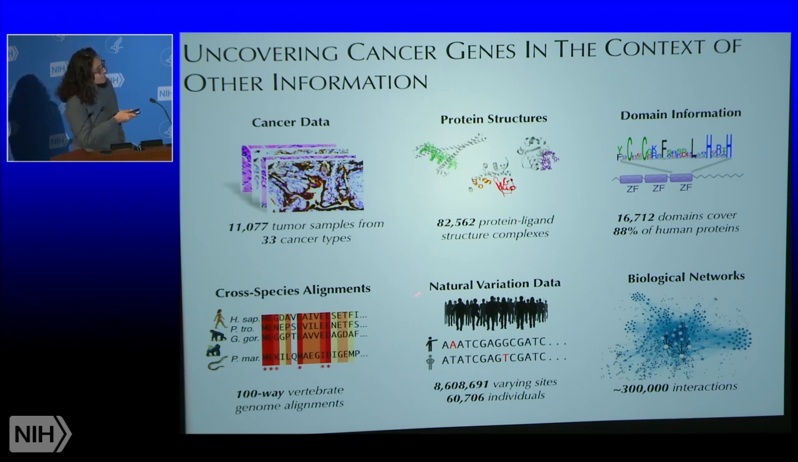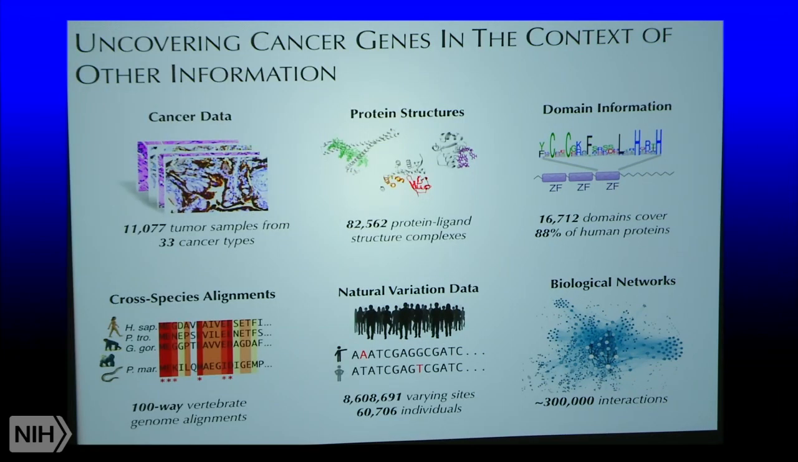We have lots of data on population, natural variation data. And we also have large-scale biological networks for human. And so when we think about interpreting this cancer data, we want to think about these other data sources as well and see if we can put this data together in a way that would inform our idea of which genes and which mutations are the ones that are causal for cancer.